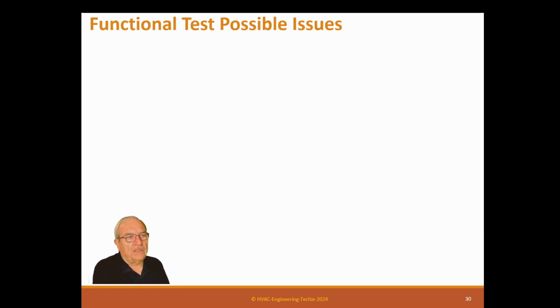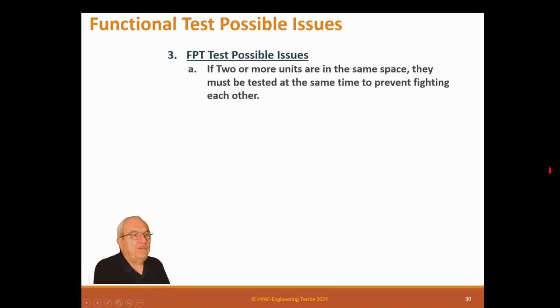So now we're going to look at some possible issues you might run into and what you do with those. The first one we're going to look at is if you have two or more units that are in the same space, they must be tested at the same time to prevent fighting each other. If you have a big room with many VAV boxes in it, like an open office concept, then you need to test them together, because if one box is in heating and another box right next to it is in cooling, they're going to fight each other. You don't want that. So you need to do them all at the same time.